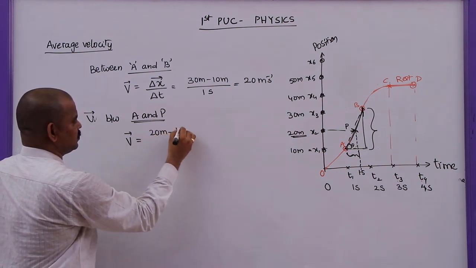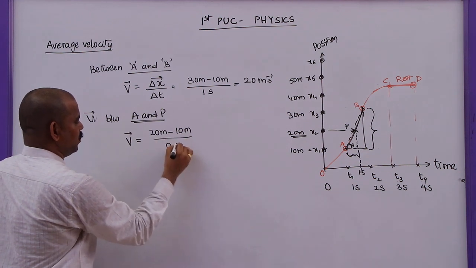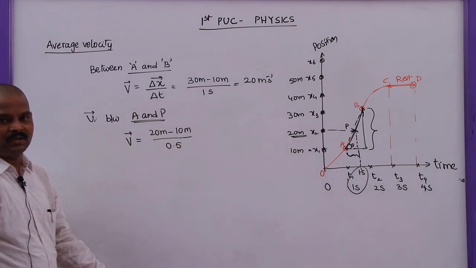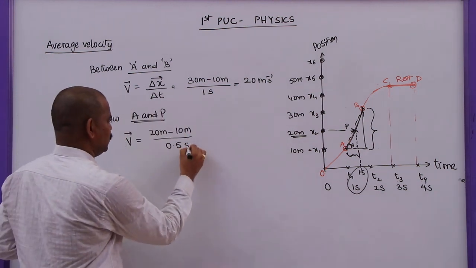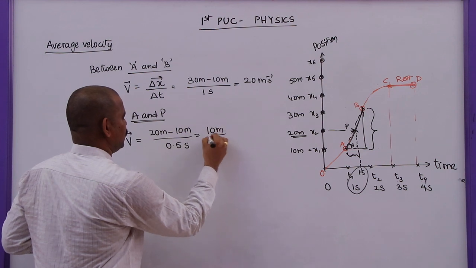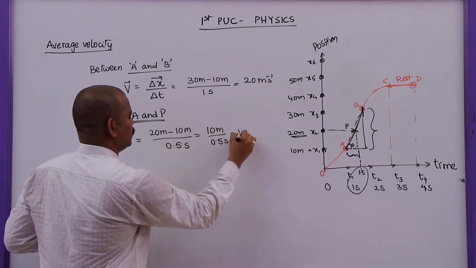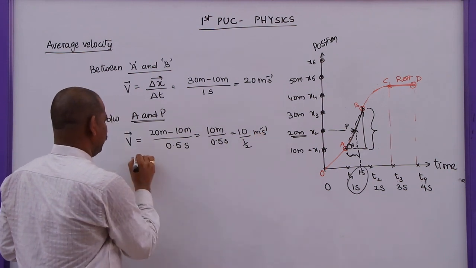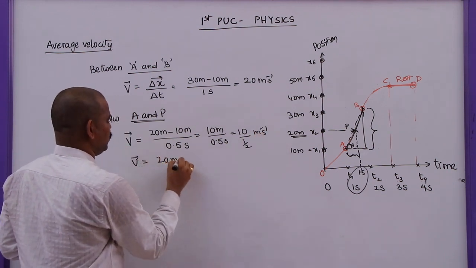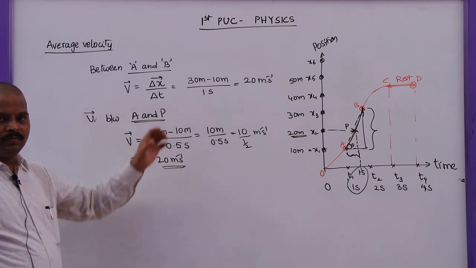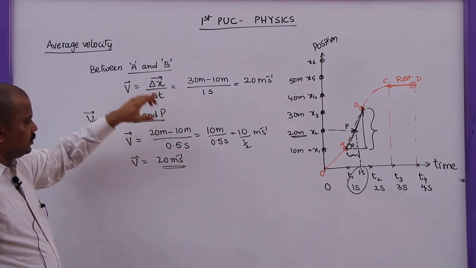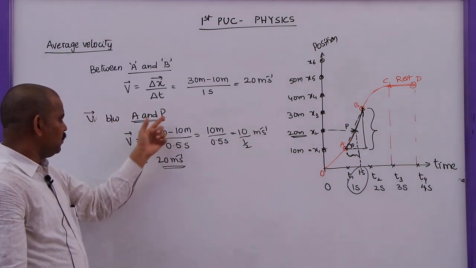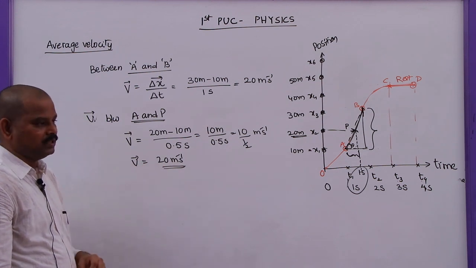20 meters minus 10 meters by 0.5 seconds, because here the time interval is 1.5 seconds minus 1 second, that is 0.5 seconds. So the answer is 10 meters by 0.5 seconds. This is 10 by 1 by 2, so V bar is equal to 20 meters per second. If you observe the first case, between A and B, the velocity was 20 meters per second.